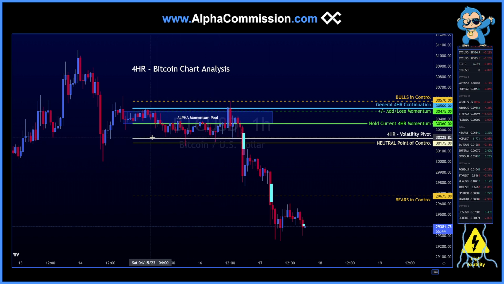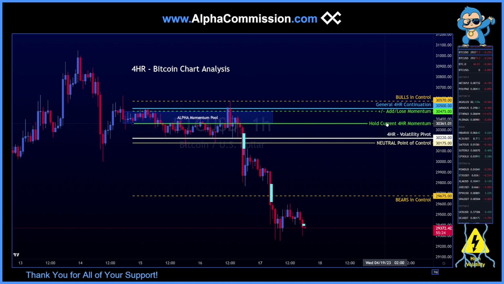But overall, this chart was saying that it was biased in a bullish way because we were above the neutral point of control. As long as we were above that neutral point of control, there was just a little bit of an edge to the upside. And when we were above the volatility pivot, there's a much greater edge to the upside. And of course, if we're holding our bullish momentum to the upside, then that would give us the best chance. However, we would have to gain that continuation and that bullish control, which we just were never able to do.